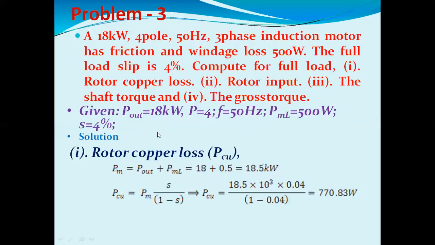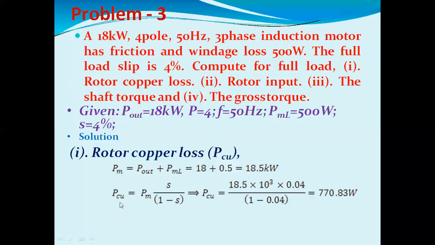Another problem: an 18 kilowatt, 4-pole, 50 hertz, 3-phase induction motor has friction and windage loss of 500 watt. The full load slip is 4%. Compute for full load the rotor copper loss, rotor input, the shaft torque and the gross torque. So the output power is given as 18 kilowatt. Pole is 4, frequency is F, PML, the windage and friction loss, is given, and slip is 4%. To find the rotor copper loss, we first find PM, that is P out plus PML. Just summing that, we find PM.